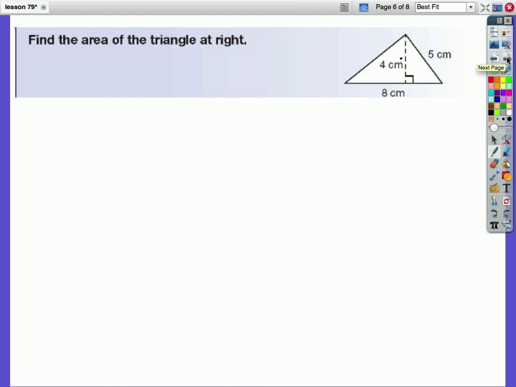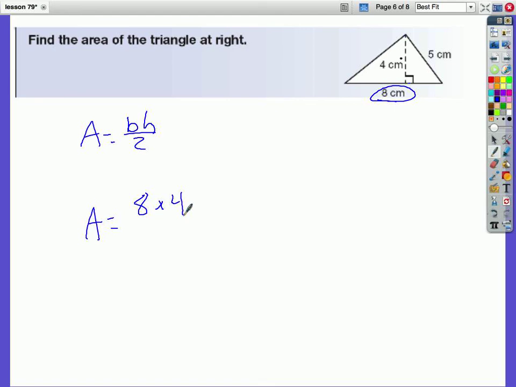Now, find the area of the triangle at the right. Remember, the area of a triangle is going to be base times the height divided by 2. So our area is going to equal the base. Our base is 8. Our height, remember, we're not using this side. We're going from the base to the very top, because that's going to be the height. Remember, I said the height is going to be in dashed lines. That's the height of the triangle. That's how tall it is.